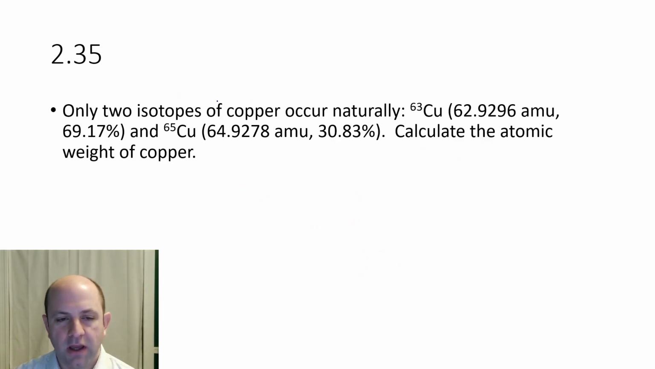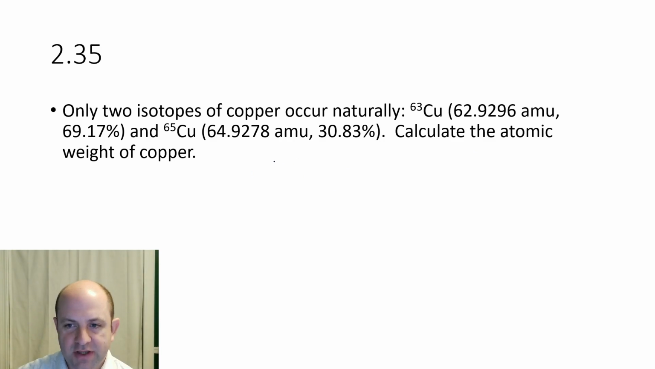All right. Next problem, it says we have 2 isotopes of copper. Hey, we just found them, 63, and hey, look, there's 65, like we found. And they tell us how much they weigh exactly and what their percent abundance is. And they want us to calculate the atomic weight. That means what's the weighted average of all the isotopes. So in this case, there's only 2.